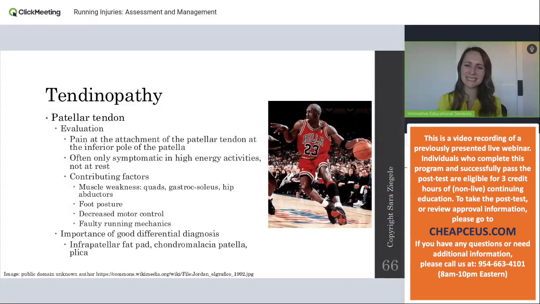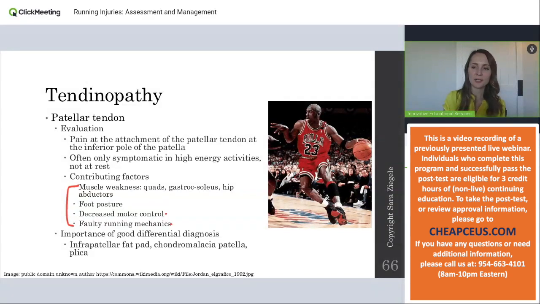So jumper's knee is commonly referred to as this type of tendinopathy. We're seeing pain usually at the attachment of the patellar tendon, the inferior pole of the patella. And this is one that's going to be typically just painful during higher energy activities. It's not one that's usually bugging people as much in rest conditions. But factors that contribute will be muscle weaknesses, foot postures, decreased motor control, or faulty running mechanics.